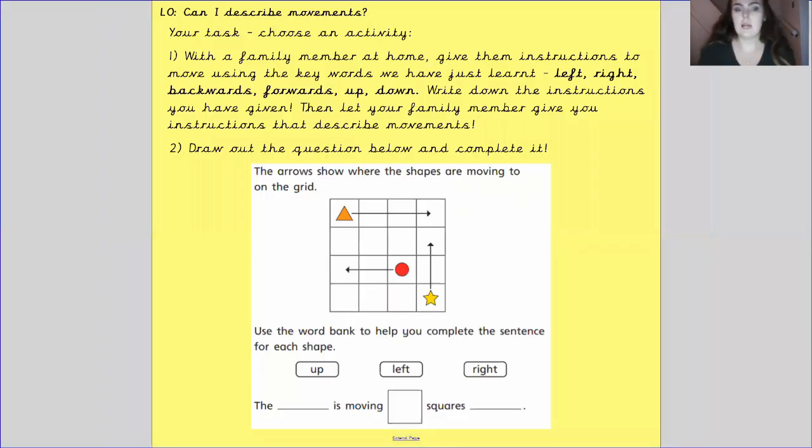Your task now is, you can choose from one of these tasks or you can do both, it's completely up to you. Task number 1 is, with a family member at home, you can give them instructions to move using the keywords we have just learned: left, right, backwards, forwards, up, down. Write down the instructions that you have given and then let your family member give you instructions that describe movements. Or you can choose option 2, which is to draw out the question below and complete it. So you need to write the stem sentences and complete the questions.